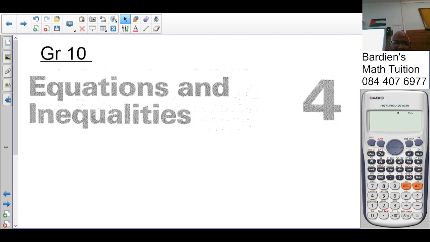Linear inequalities. What does linear mean? The highest exponent on the unknown, on x, is 1. And then representing the solution on the number line.